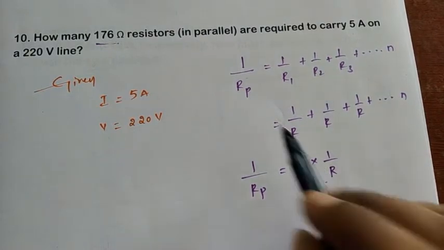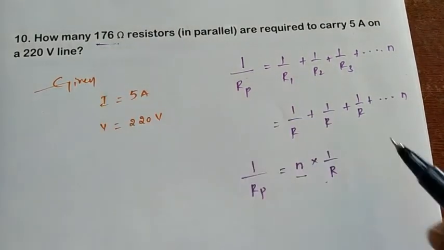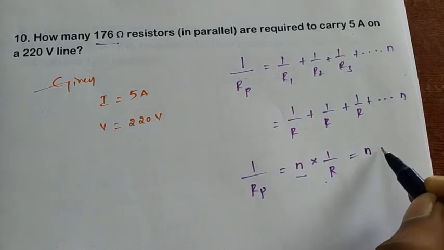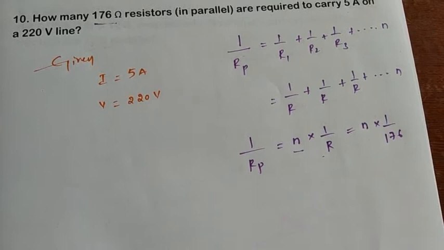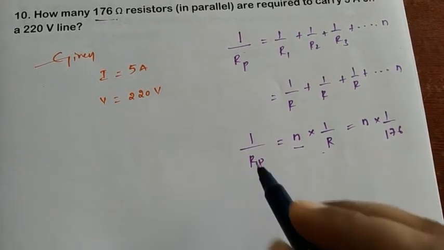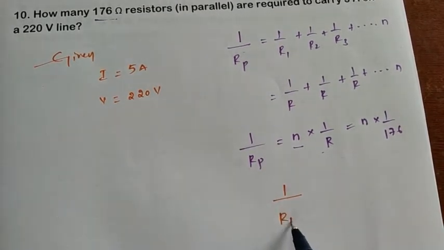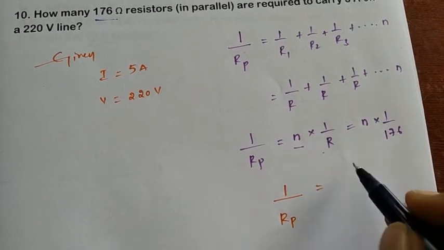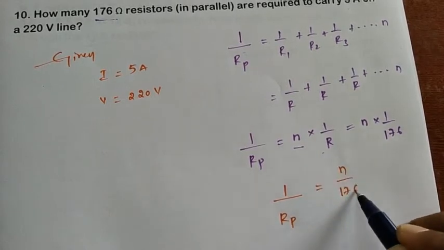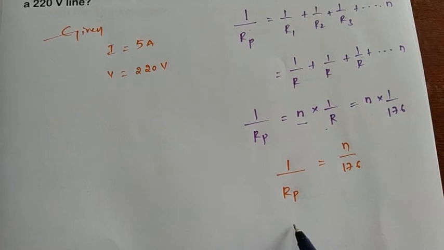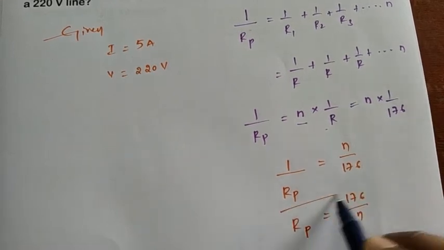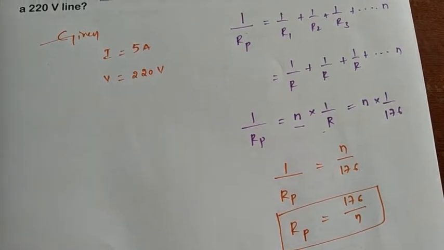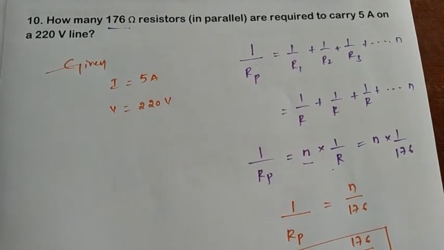R they have given. How much is R? 176. So 1 by Rp is equal to n into 1 by 176. This is the final thing we got. So 1 by Rp, the effective resistance, is equal to n by 176. Now, what is effective resistance in parallel? 176 divided by n. This is what we need. We will take this one and keep it aside.